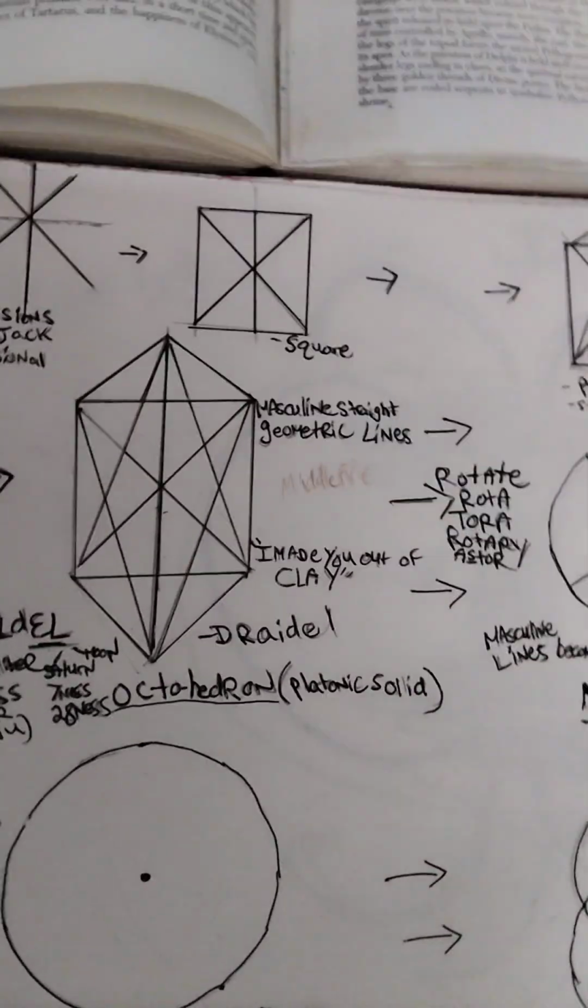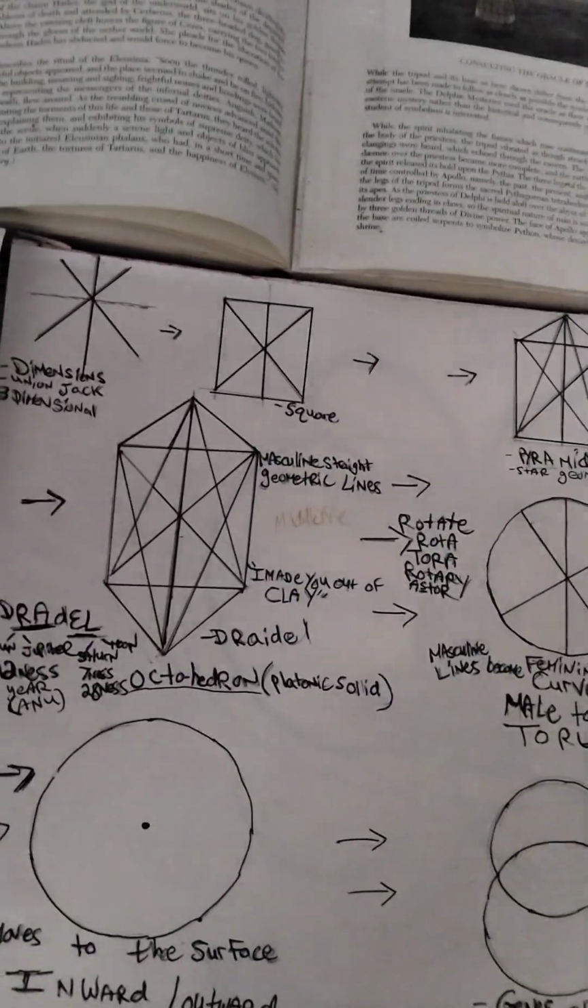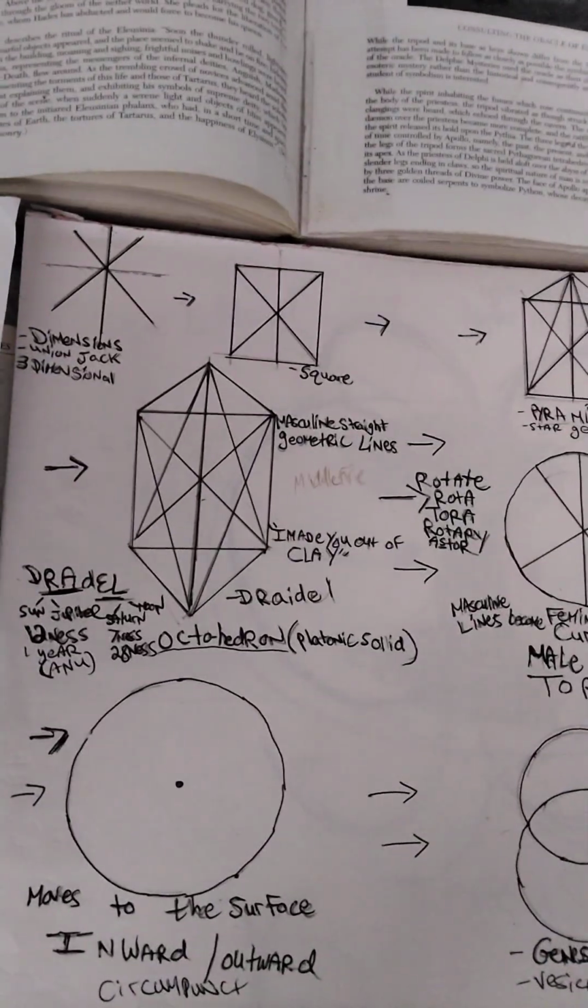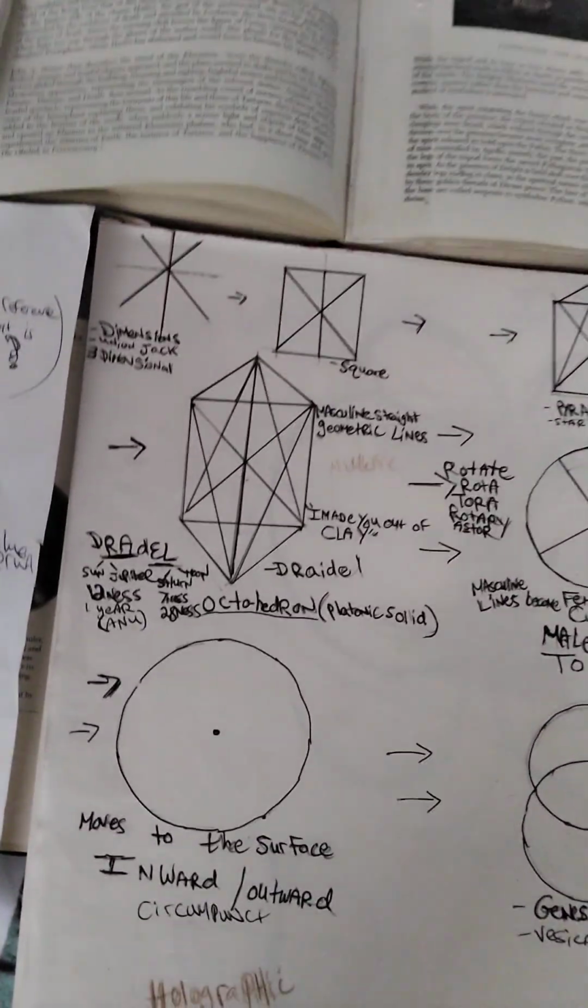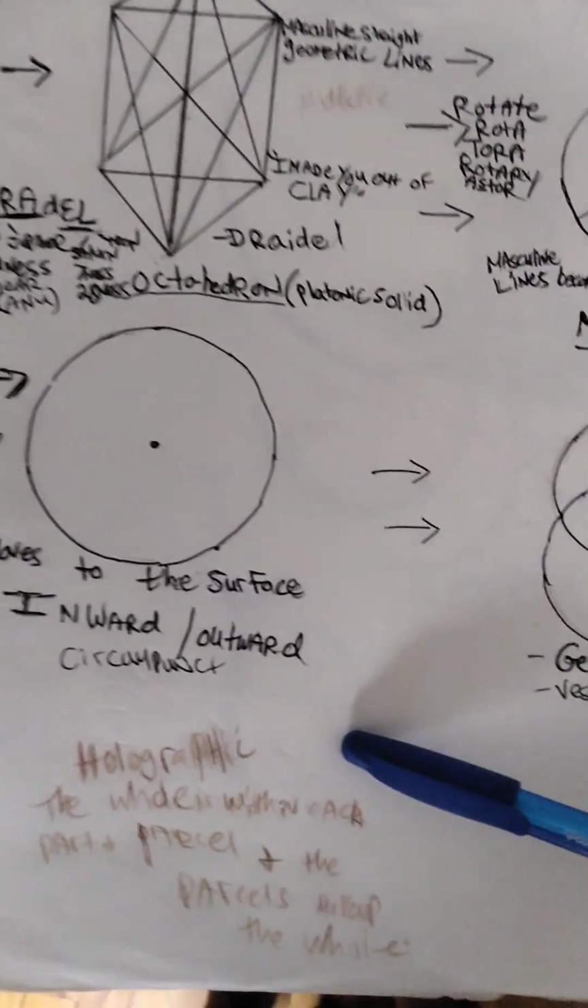So once the parameters are established, there's a dreidel. You spin the dreidel, and then you create the multiverse. And it creates a torus field, basically, is what it does. And back to the book.